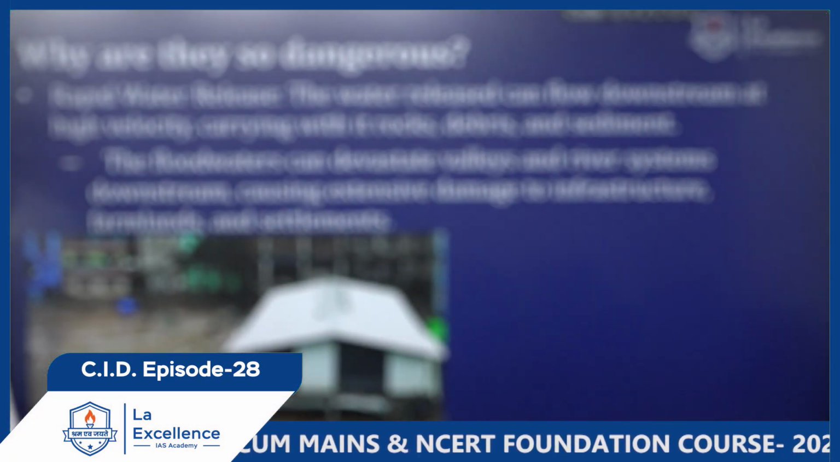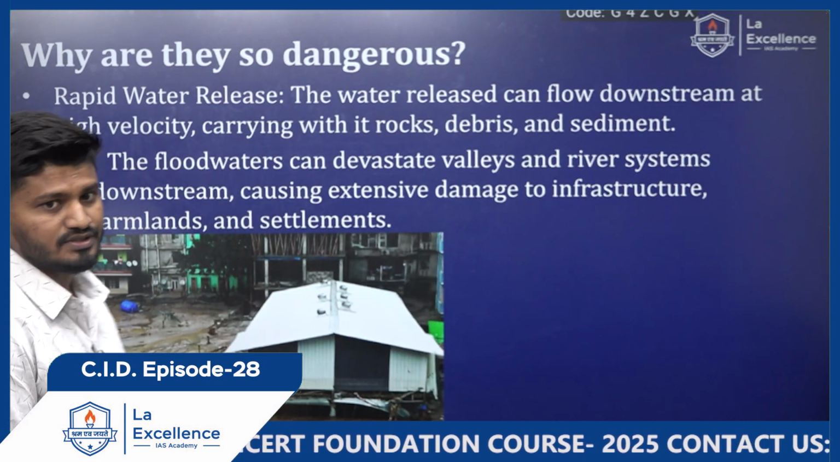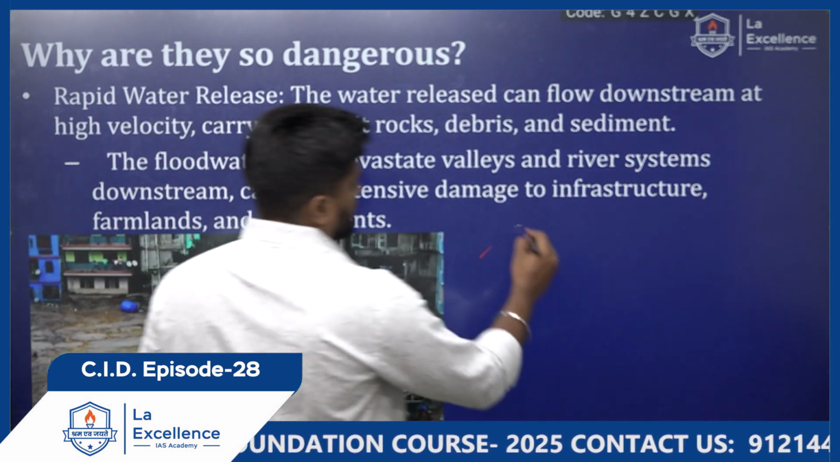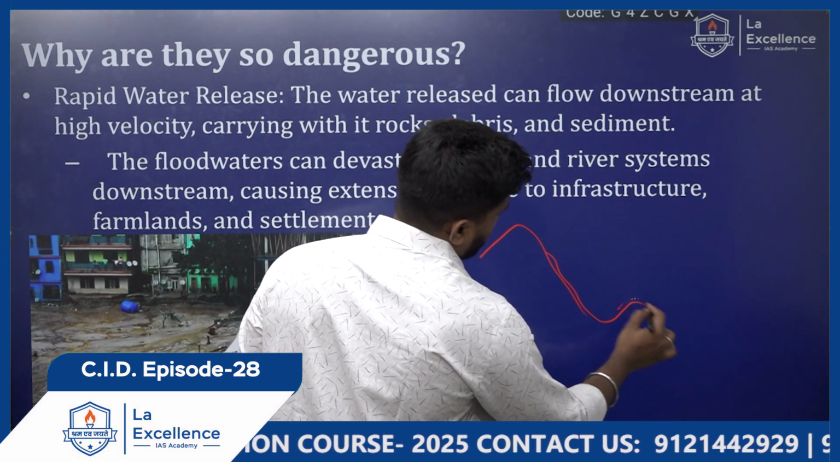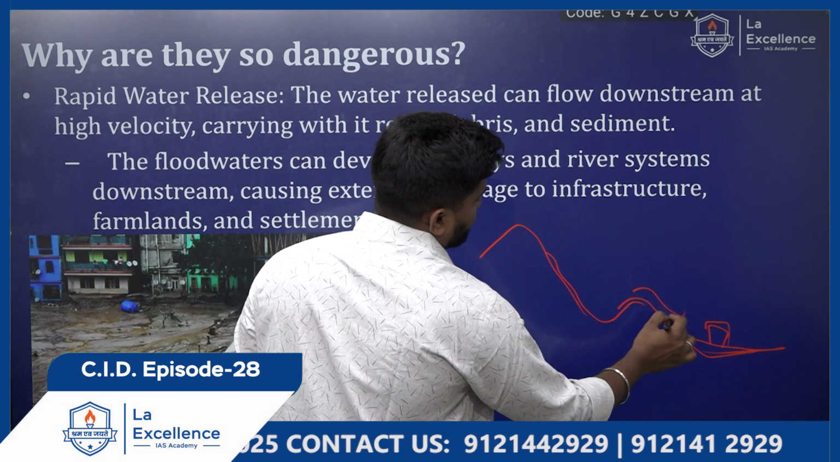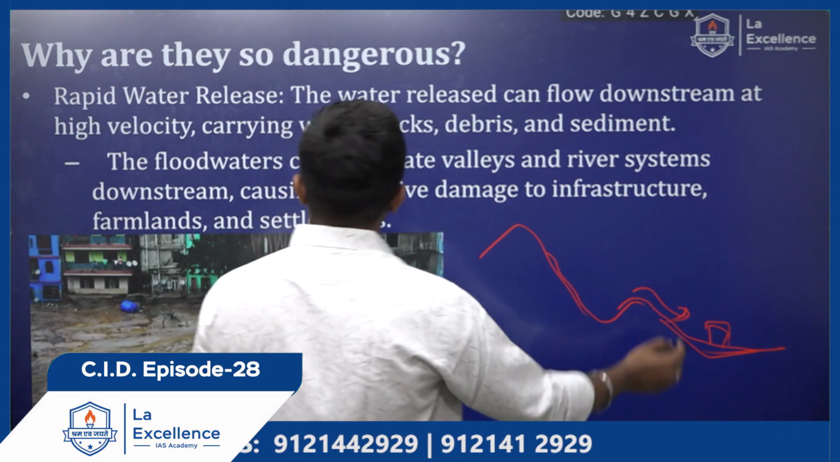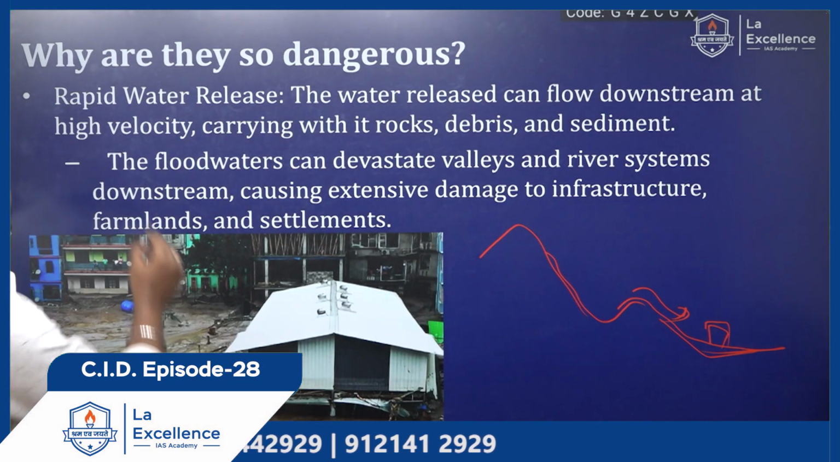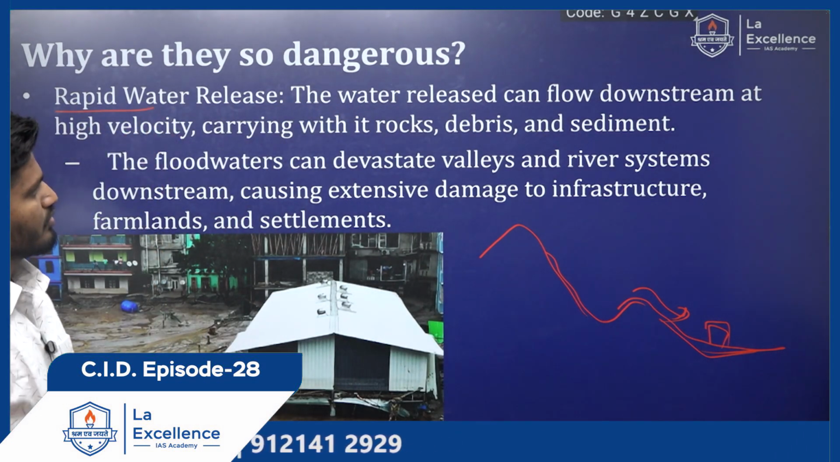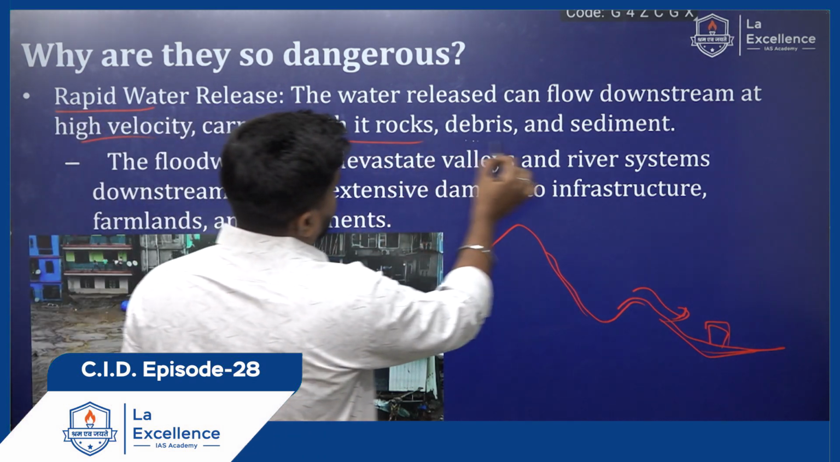So it is not rocket science, because it comes with heavy pressure and heavy velocity with a huge amount of water. The communities present in the lower downstream areas, because of the pressure of water coming down at high velocity, will face death and destruction. The water release will be rapid, and the water can flow downstream at high velocity, carrying with it rocks, debris, and sediments.